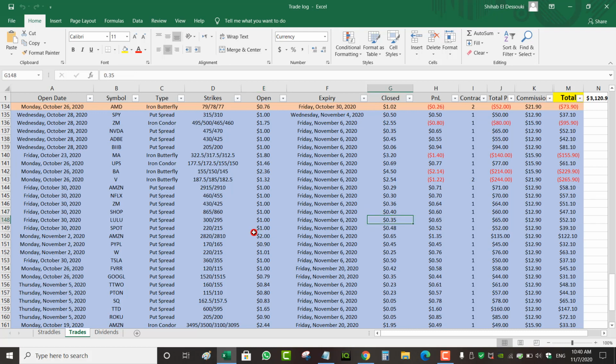Shopify, once again, from $1 to $4. Lululemon from $1 to 35 cents. Spotify from $1 to 48 cents. This is sad because this could have been a much better winner. Amazon $2 to 65 cents. So made a profit of 122. This could have been a full $200 profit.